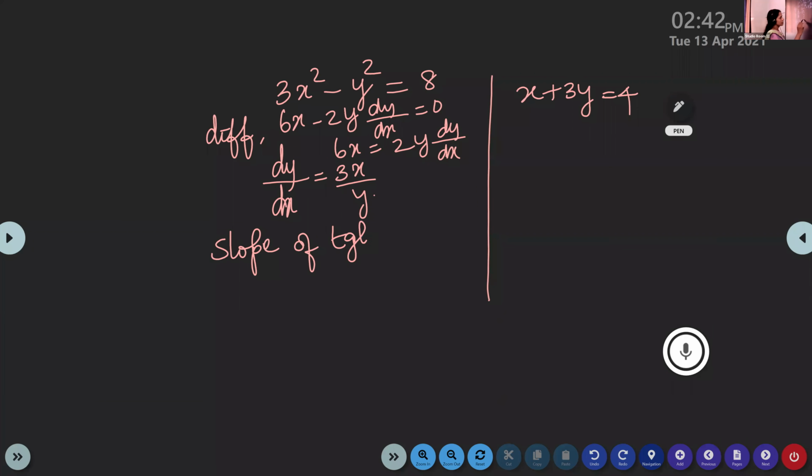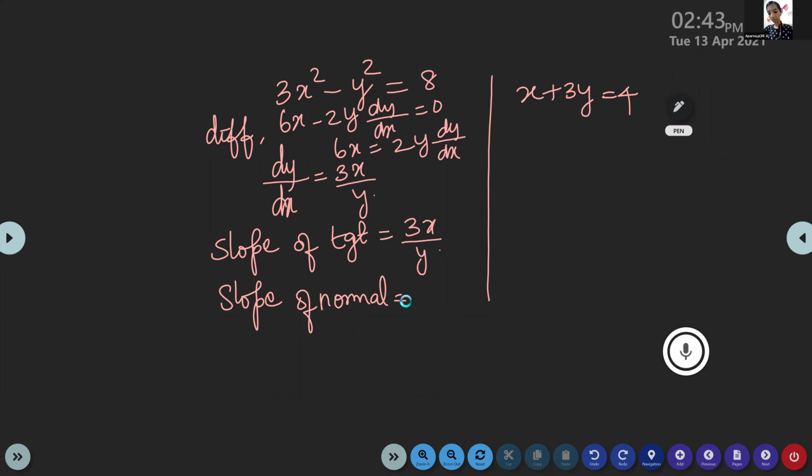Slope of the tangent is given as dy by dx. So what will be the slope of the normal? What is the slope of the normal, Aparna? Ma'am, y by 3x. Minus y by 3x. Okay, small correction is there. Minus m1 into m2 should be minus 1.